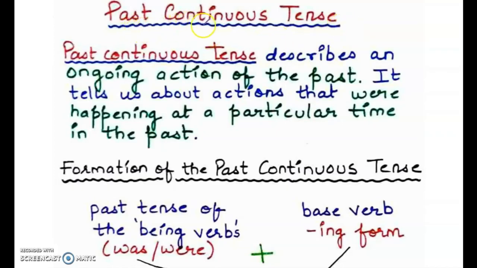Now let's move on to our today's topic, past continuous tense. Past continuous tense describes an ongoing action of the past. It tells us about actions that were happening at a particular time in the past. So, when an action is in continuation, some action that was happening in the past at a particular time, then we call it past continuous tense. Okay?